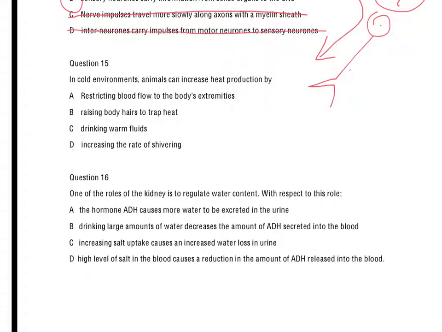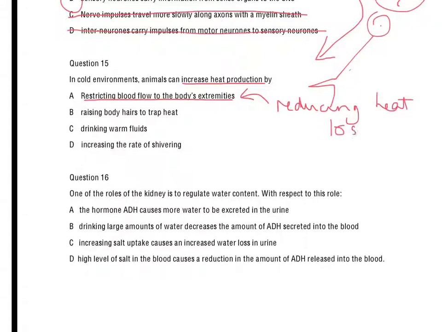Okay, go into cold climates. Animals can increase heat production by restricting blood flow to the body's extremities, raising body hairs to trap heat, drinking warm fluids, and increasing the rate of shivering. Alright, your key thing here is this phrase, increase heat production. Okay, so yes, this one, in a cold environment, this would happen. Okay, but is that actually increasing heat production? Okay, it's not here. What it's actually doing is reducing heat loss.